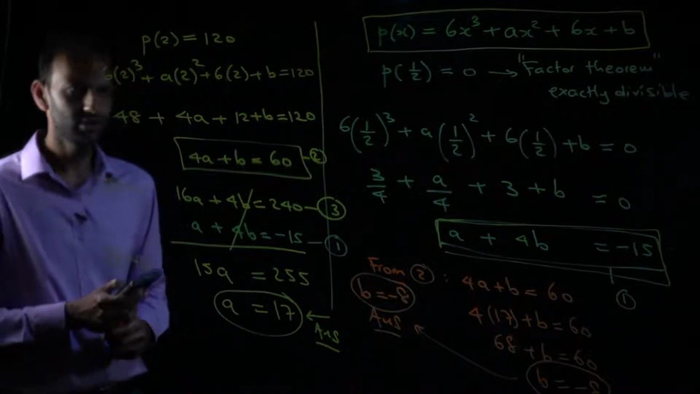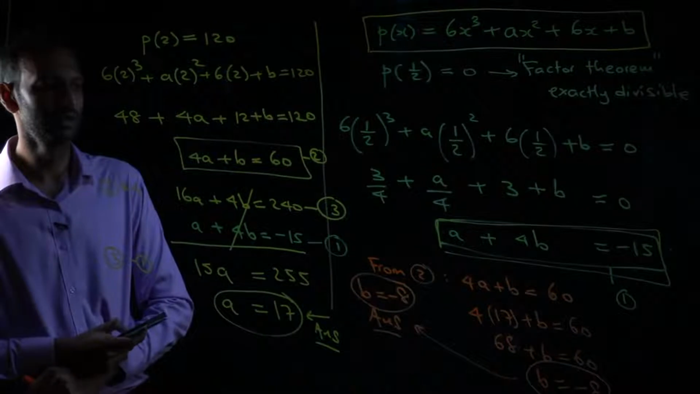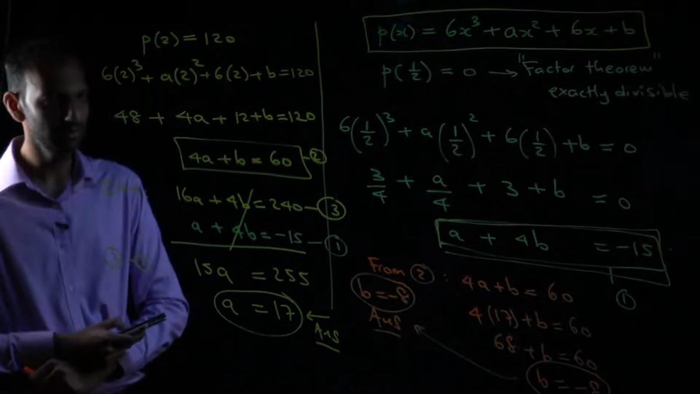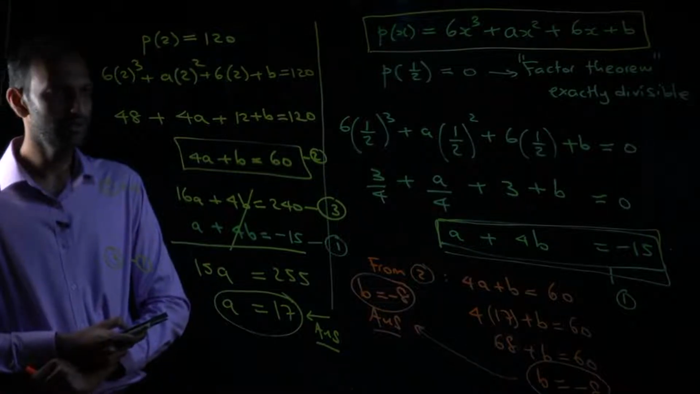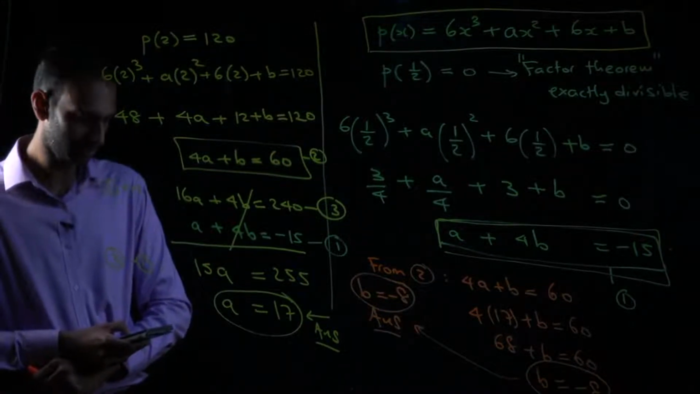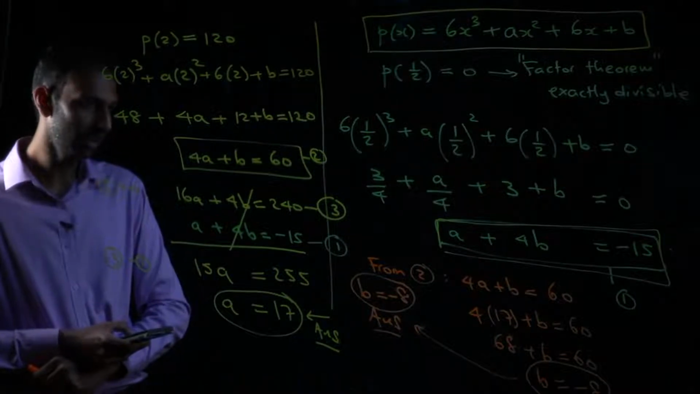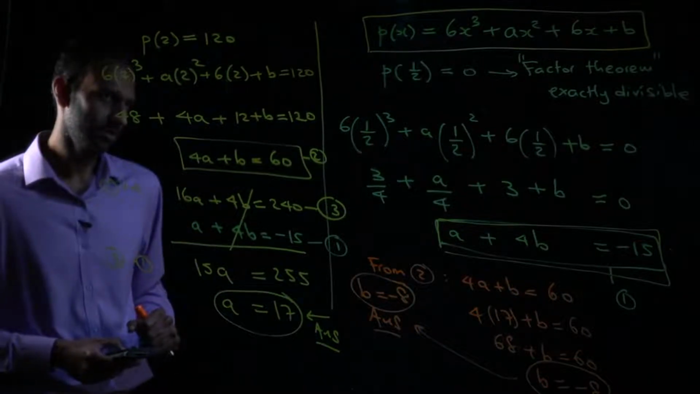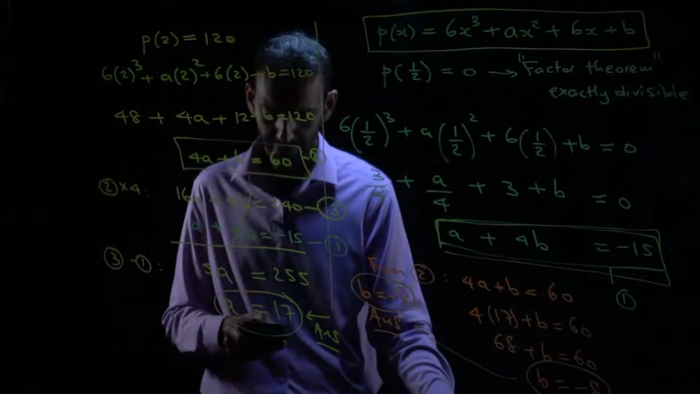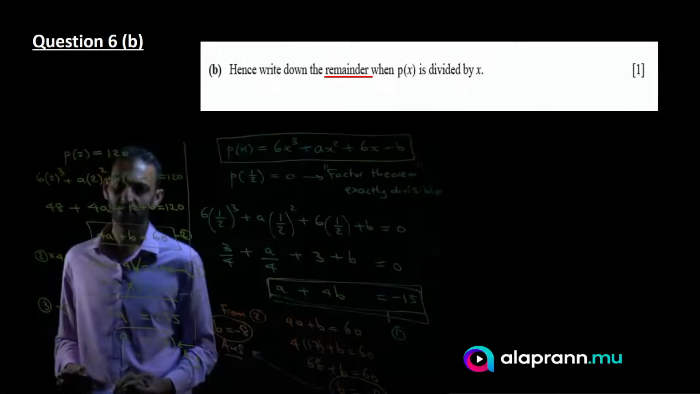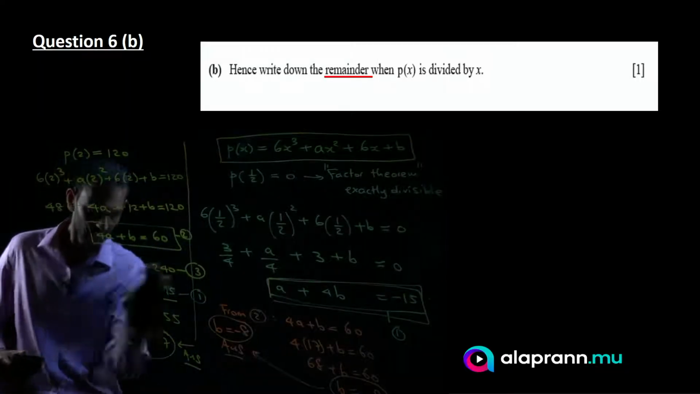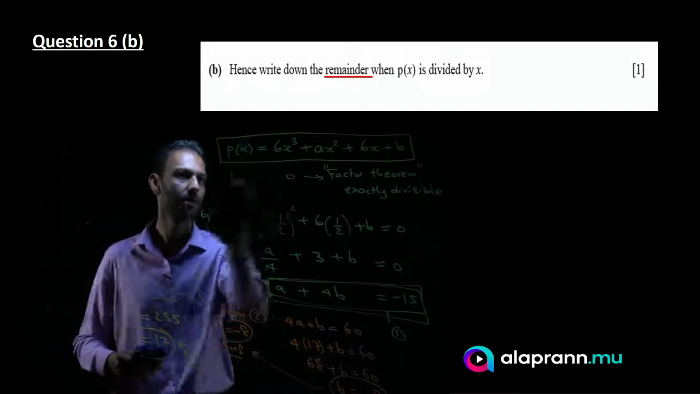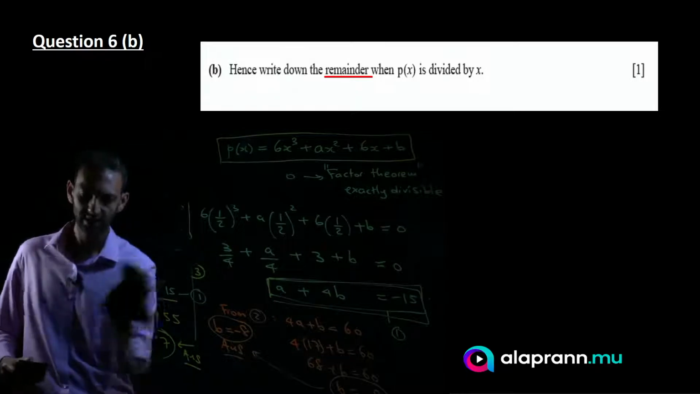I'll just let you contemplate the solution for a few seconds. Remember, it's based on the remainder and factor theorem. You generate two simultaneous equations and you get the two values. So a is equal to 17 and b is equal to minus 8. Okay, so we shall now proceed to part B of the problem. The question will appear, you read the question, and I will be erasing everything except the p(x), which we will need.